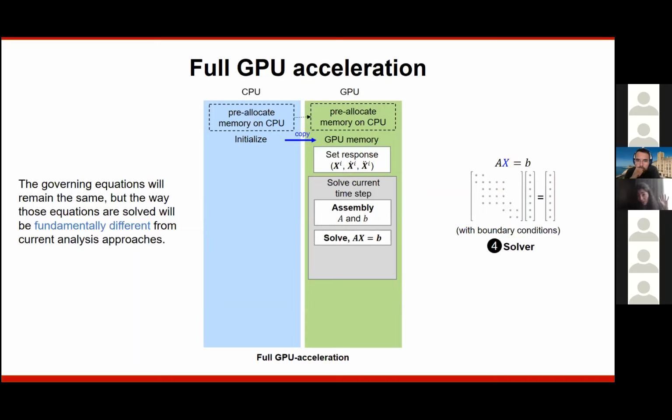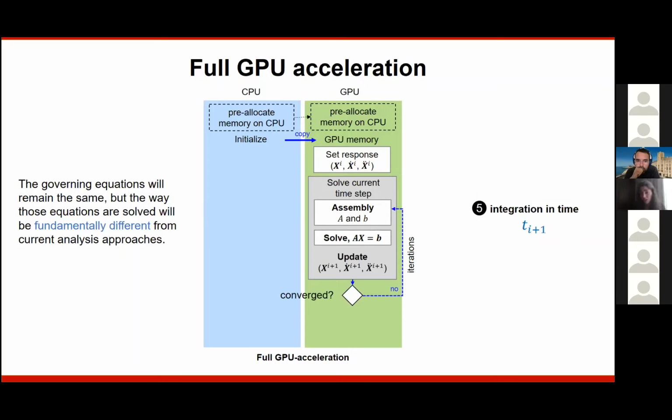And then once you set up that left-hand side and that right-hand side, you have a solver that solves Ax = b. And then, of course, you have your integration in time. So how do you move from time step i to time step i+1? Here again, I'm showing a pretty traditional approach to finite element, where you might have an implicit integration scheme. That's going to be associated with iterations where you're doing that assembly and solve multiple times within a time step, and then potentially committing the solution states once you have convergence to within some tolerance, and then moving on to the next time stepping integration scheme.